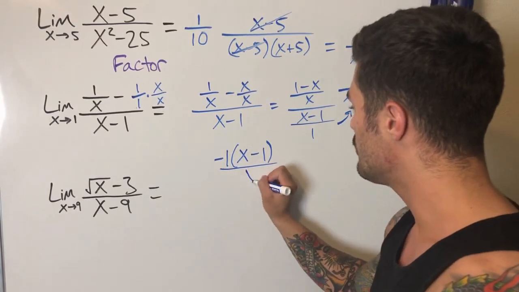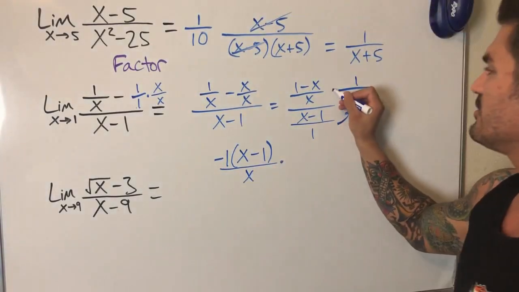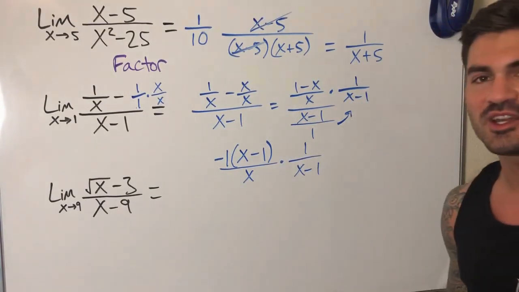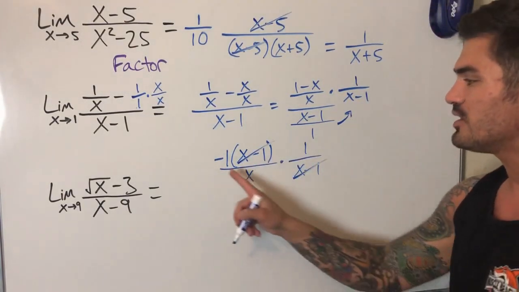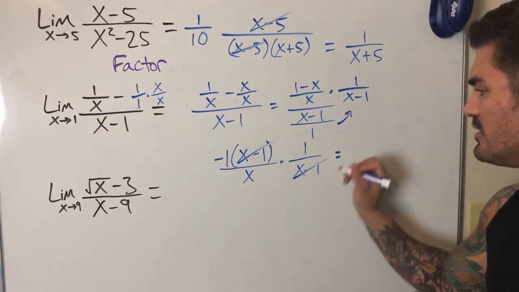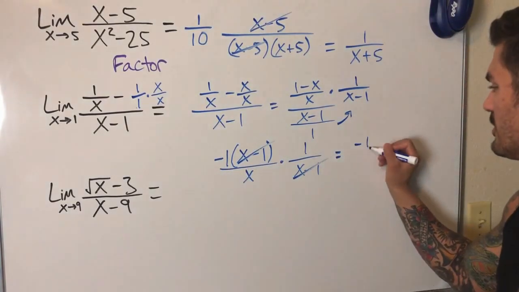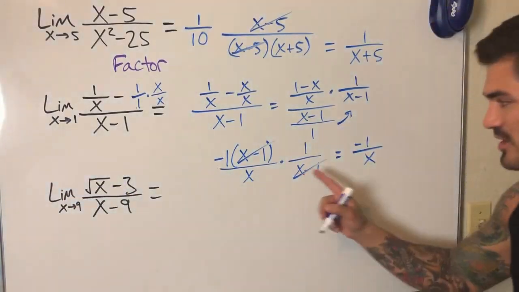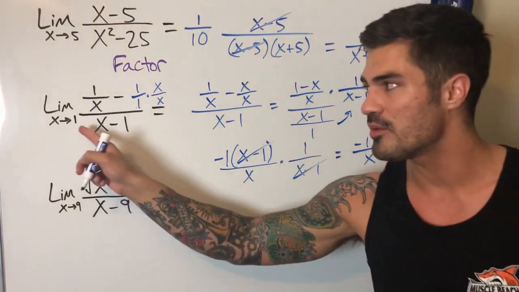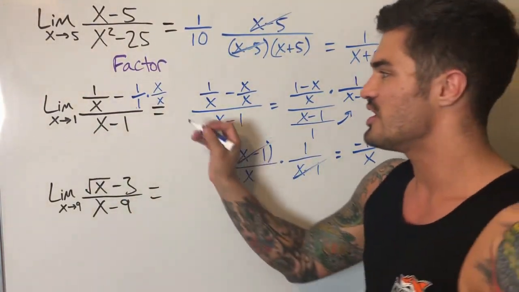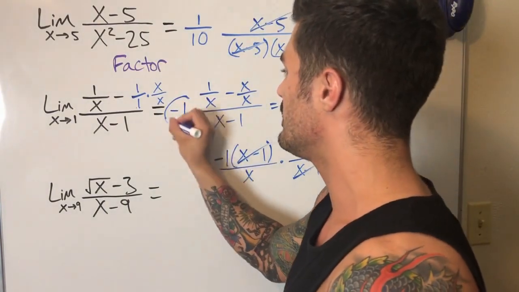So if I have this over x times 1 over x minus 1, remember, now my x minus 1's cancel, and I'm just left with that -1 factor out in front. -1 times 1 is -1, and I still have x in the bottom. So -1 over x. Now I can plug my 1 in, right? I was able to cancel, so now I can plug my 1 in. If I plug 1 in, I get -1 over 1. That's just -1, so my limit is -1.